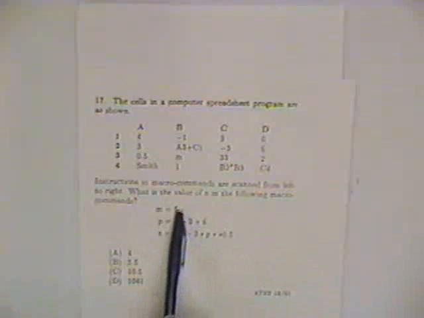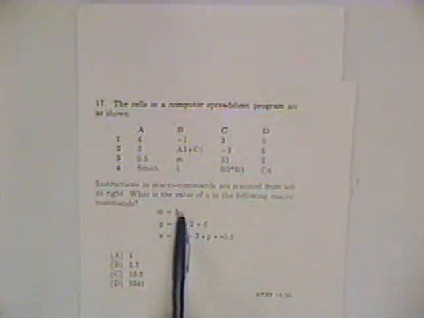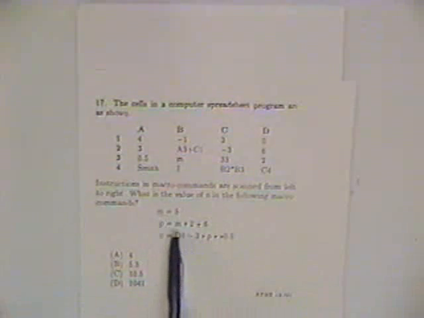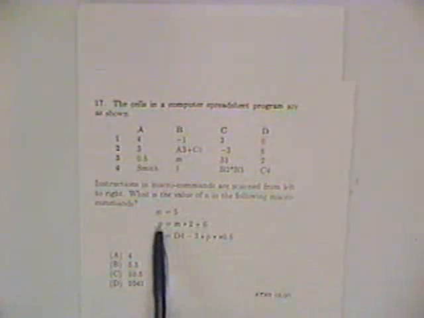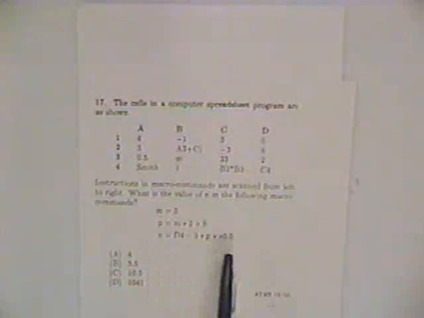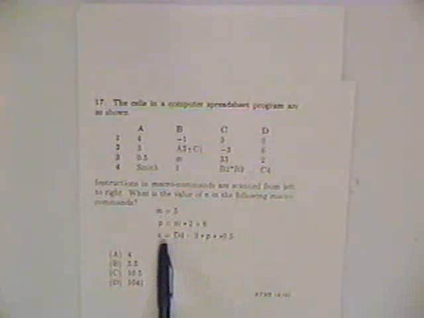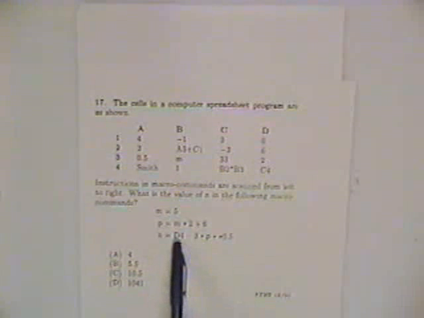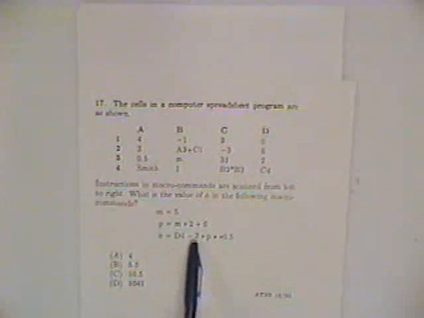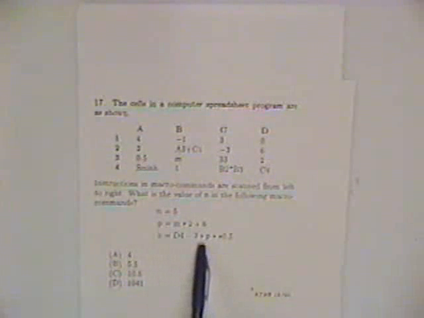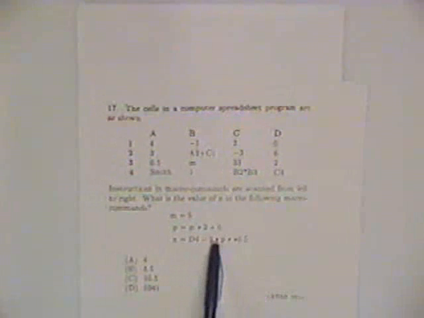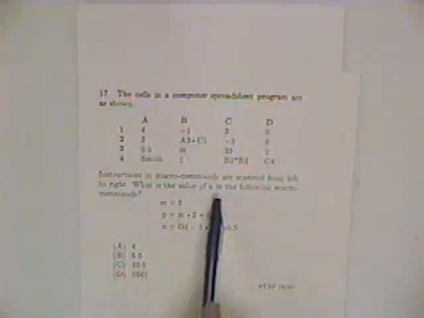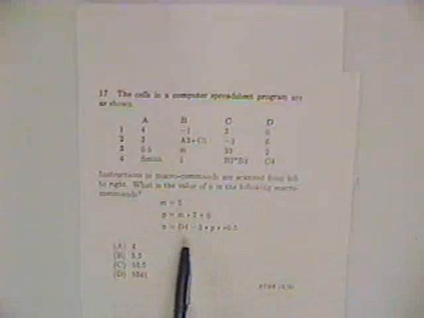So the macro starts with a statement that assigns the value of 5 to m, then takes that value of m, multiplies it by 2, adds 6 to it, stores it in the variable p, and then calculates for the value of a variable n, the value that's in cell D4, and then subtracts 3 times the value of p that was just calculated after taking the square root of p. Right? So then to evaluate this, the question is, what is the value of n in this macro command?